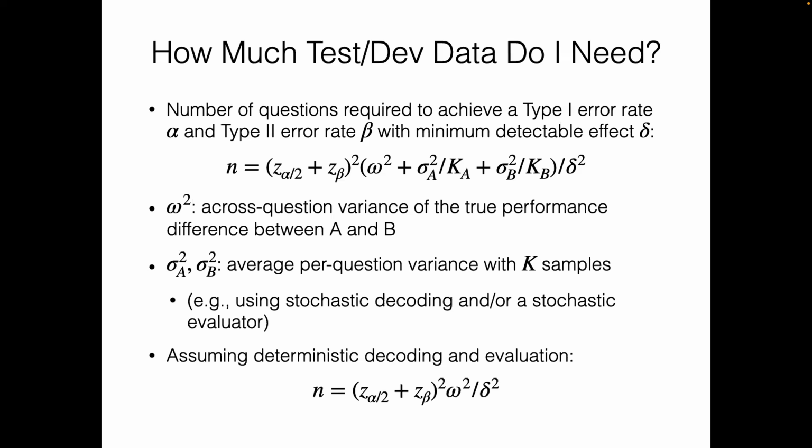So the idea is we can actually use this kind of pilot data that we have to estimate these things. And just to make it simpler, let's assume that we're using deterministic decoding and deterministic evaluation. So then we can get rid of these two terms. Then in order to use this, all we need to do is estimate this variance here. And that can again be done using this pilot evaluation data that you have.